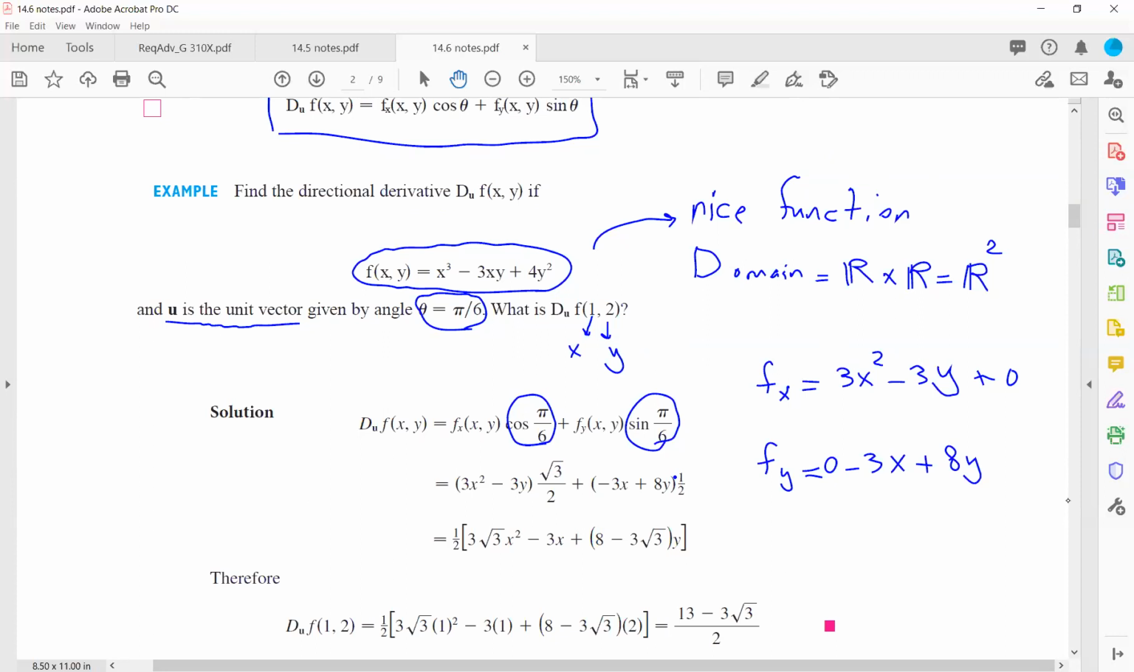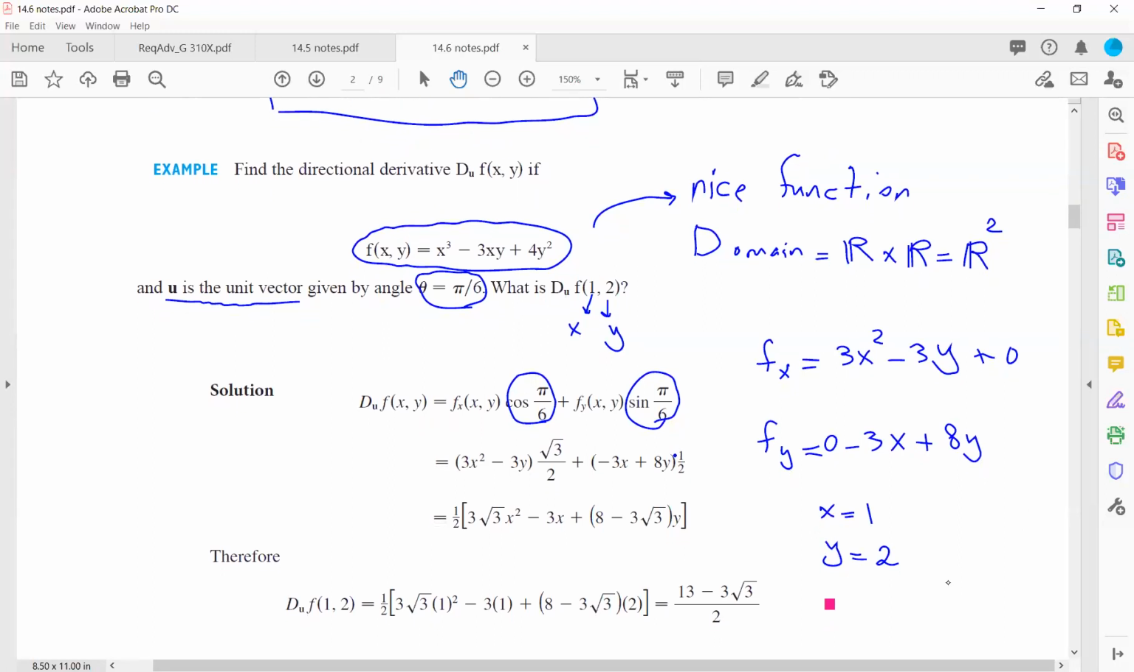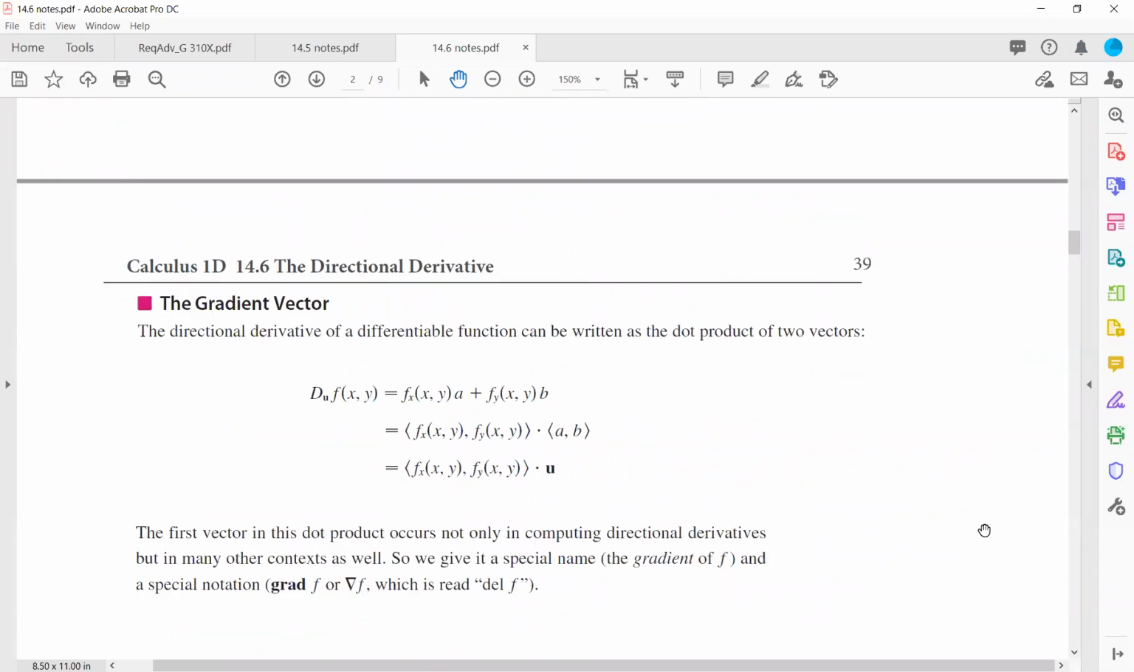Here you can write it in a more simplified format, and you know that x is given as 1 and y is given as 2. You can plug them in. Wherever you see x, you write 1. Wherever you see y, you write 2. And write the directional derivative in the simpler format. Perfect. So let us move on to the next page, the gradient vector.